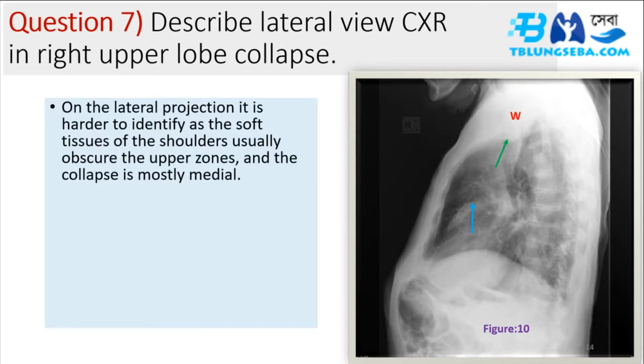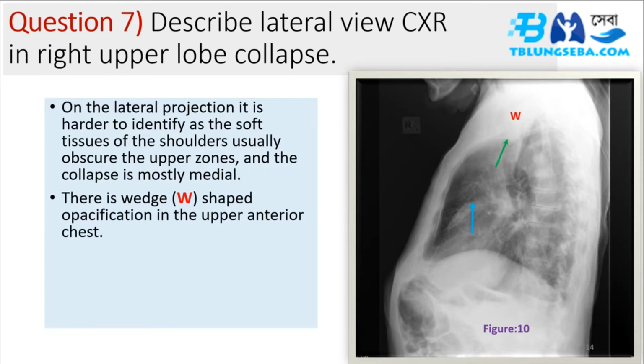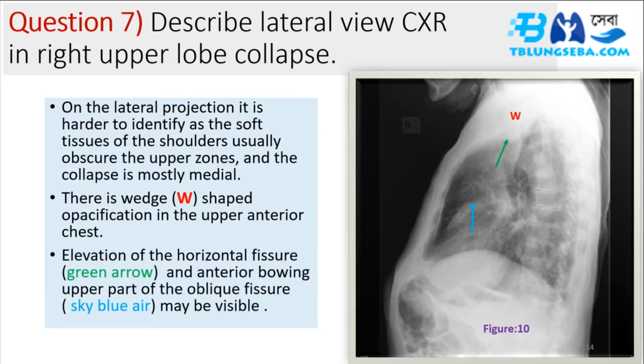Question 7. Describe lateral view CXR in right upper lobe collapse. On the lateral projection it is harder to identify as the soft tissues of the shoulders usually obscure the upper zones, and the collapse is mostly medial. There is wedge, W-shaped opacification in the upper anterior chest.